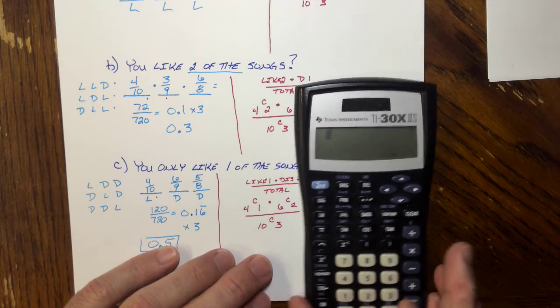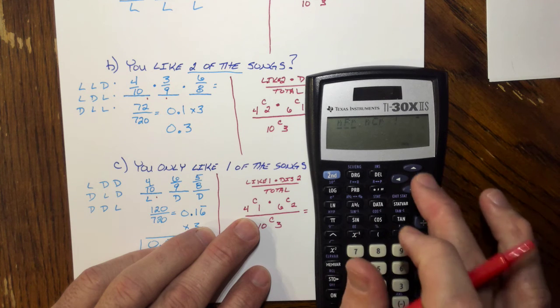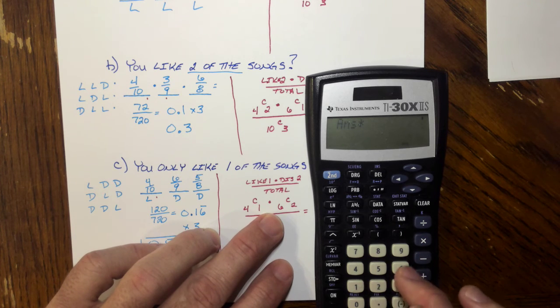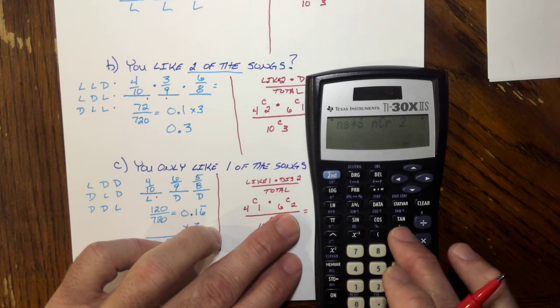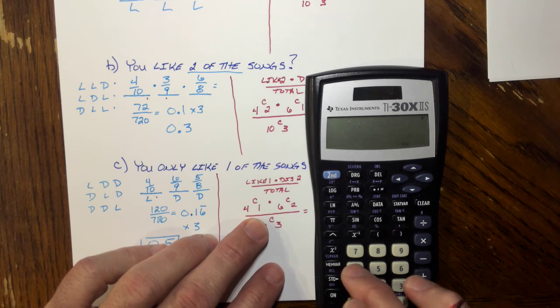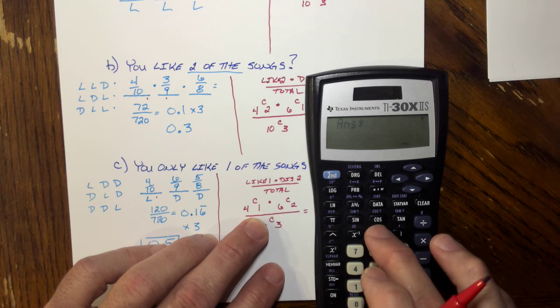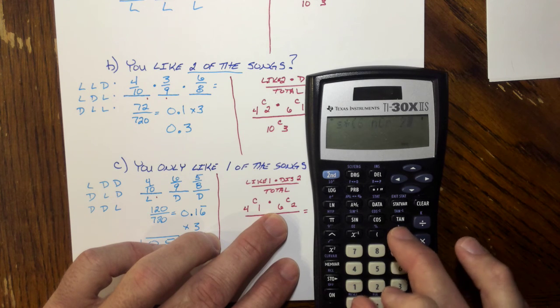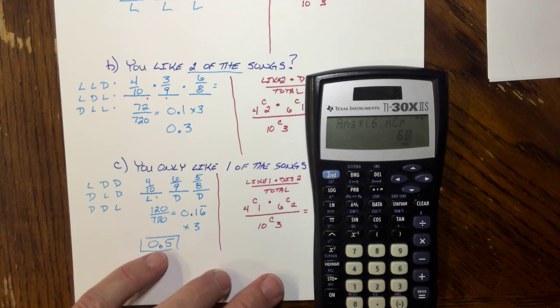Again, using my key sequences and parentheses. I want 4 combination. Again, doesn't matter which one. So I hit enter. 1. So there's the first part of it. Times 6 with a combination of 2. Close. So I'm going to clear that because I forgot my parenthesis. So we'll start again. 4 combination 1 enter times, now I got my parenthesis, 6 with the combination of 2. Again, order doesn't matter. So there's our numerator.